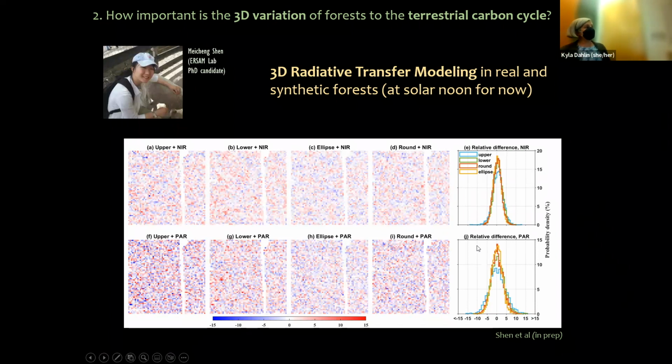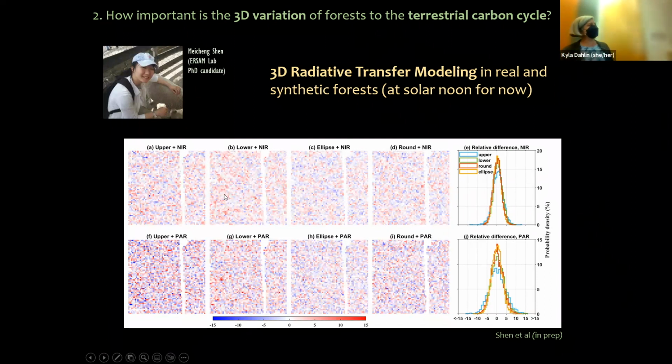And I'm not going to spend too much time talking about it because it's still very much in process, but this is work being led by Meicheng Shen, who's a graduate student in my group. And so she's spent the past many years, all of COVID, basically living in this one little synthetic forest and trying to understand how a radiative transfer model works with respect to differences in forest structure.